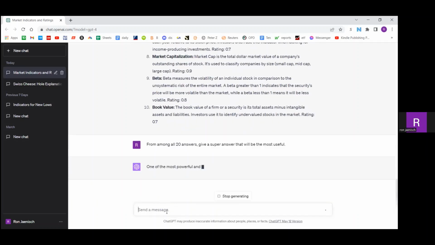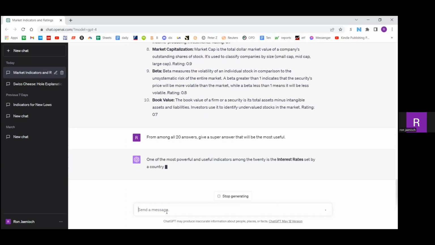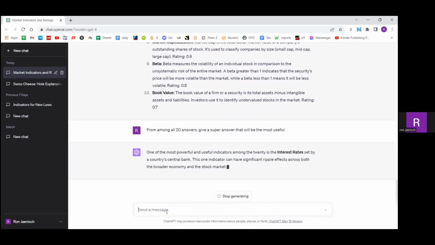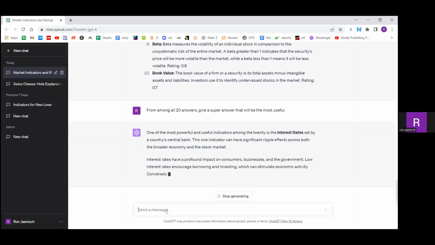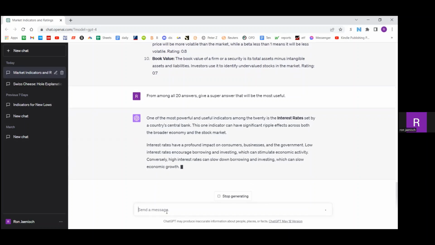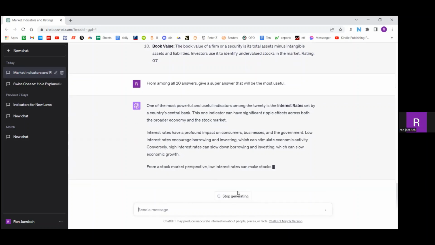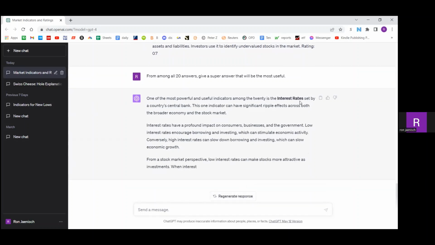You can do this with anything. Most useful for what? See, that's one problem. If you're not specific, it'll often try to guess what you mean by most useful, right? So yeah, I wasn't specific. So it's telling me interest rates. Okay. So how about we get into something that's more specific?